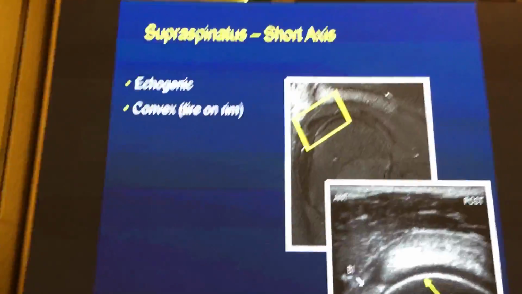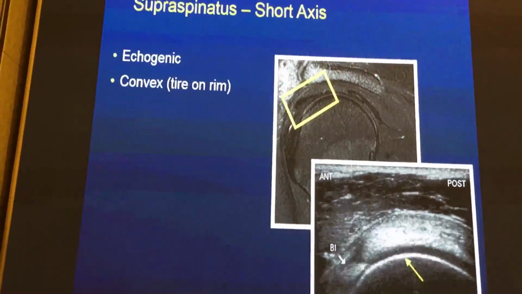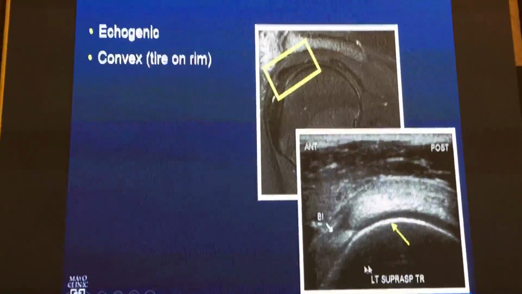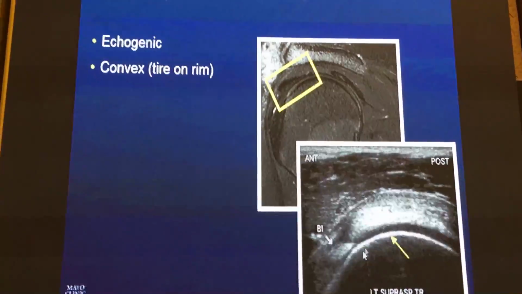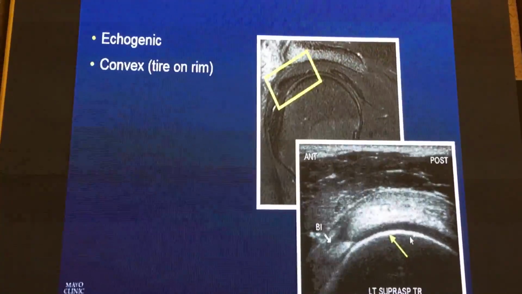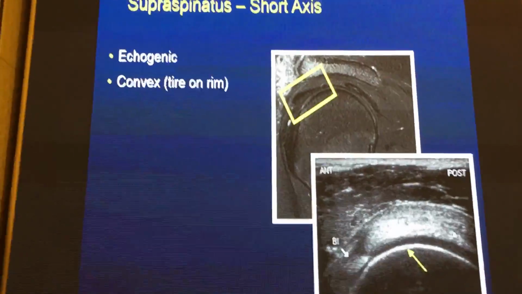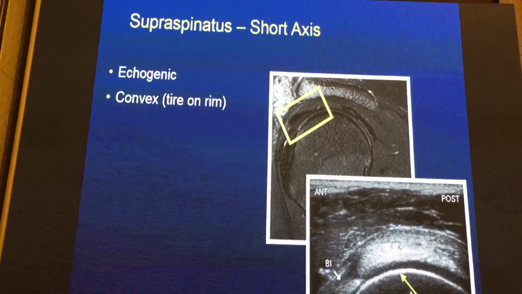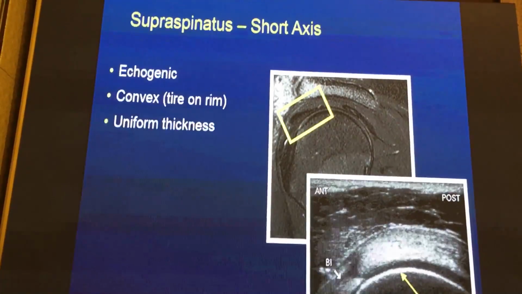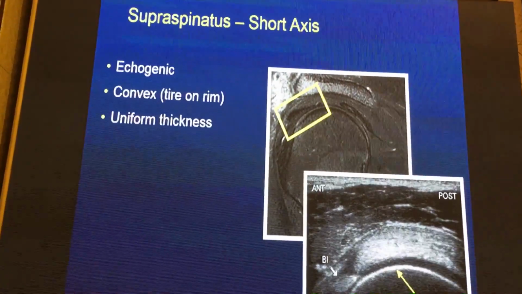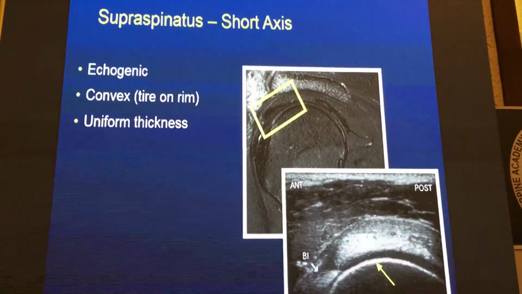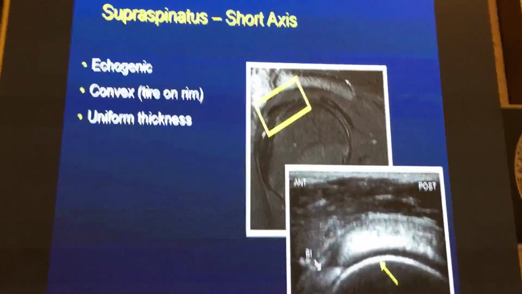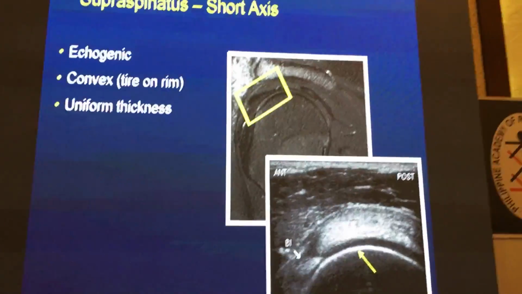In the short axis, again, it's hyperechoic or echogenic. It is almost like a tire on a rim, so if you think about the superior aspect of the humeral head being a rim of a wheel, then the tire of the wheel is going to be your rotator cuff tendon sitting on top of that rim. It should have very uniform thickness, and in general, a non-tendinopathic rotator cuff tendon is going to be 5 millimeters or less in thickness.